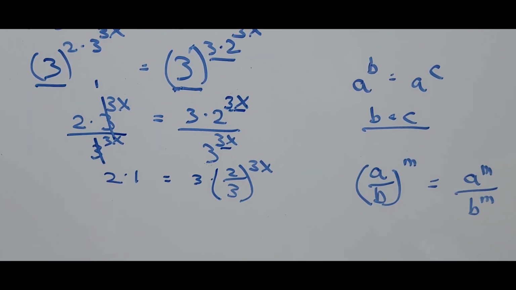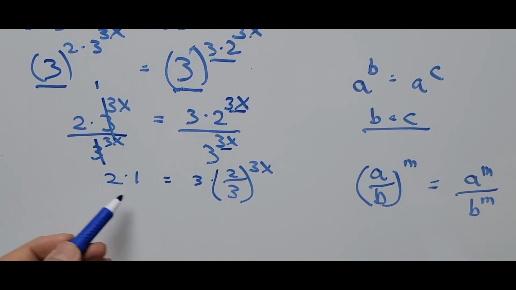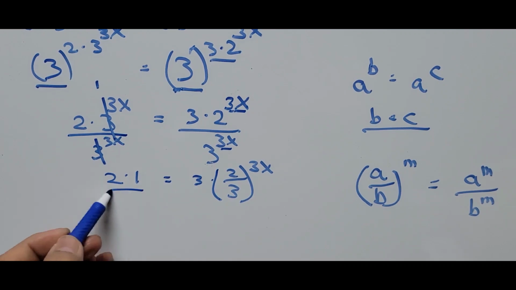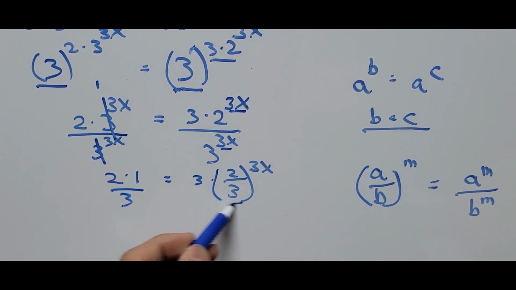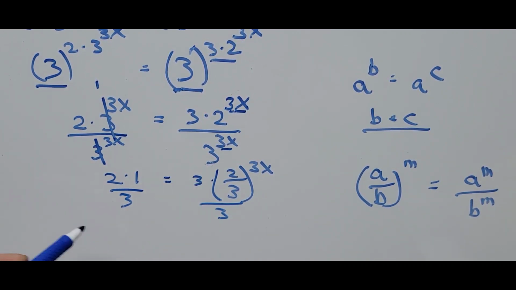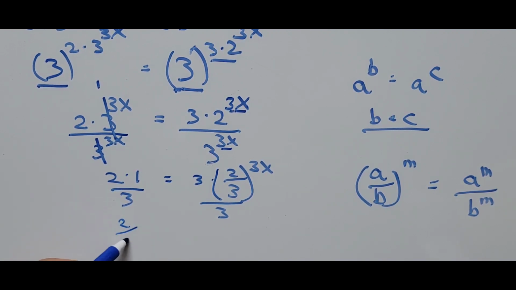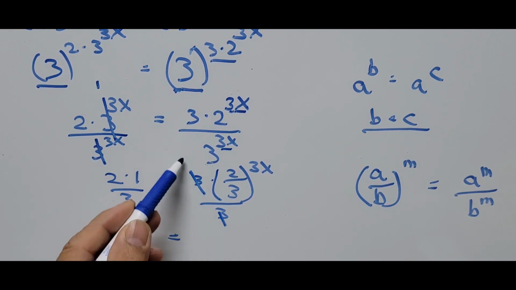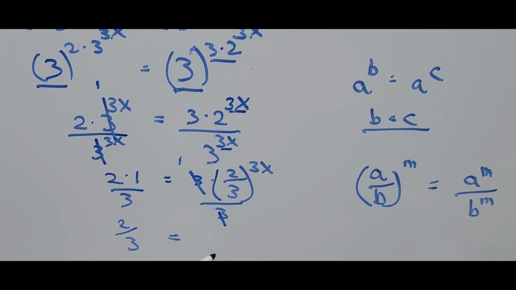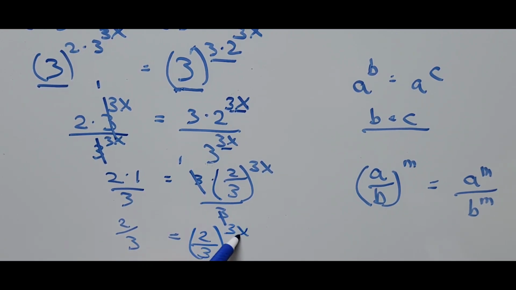Simplify the equation further. We're dividing the whole equation now by 3. So the left and right sides of the equation are divided by 3. The left side becomes 2 divided by 3, equal to, on the right side the 3 cancels and becomes 1. So the right side of the equation now becomes 2 divided by 3, in parentheses, with exponent 3x.